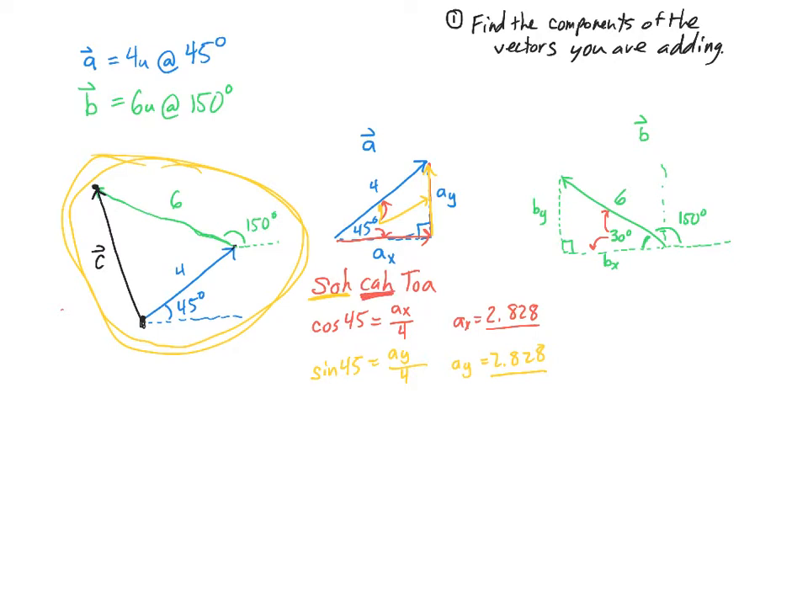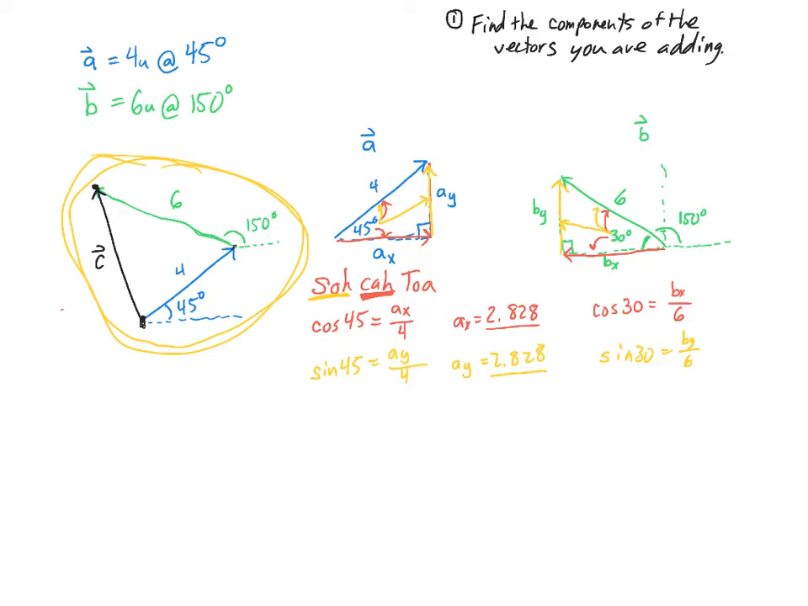That's cosine. So again, I'm going to have cosine of 30 equals the adjacent over the hypotenuse. Okay, and then I'm going to do the same thing for BY, the opposite over the hypotenuse. So sine of 30 equals BY over 6, the opposite over the hypotenuse. Okay, you'll notice that should give me BY, which is the vertical piece, and it should give me BX, which is the horizontal piece. Okay, now I'm going to go ahead and work these out.